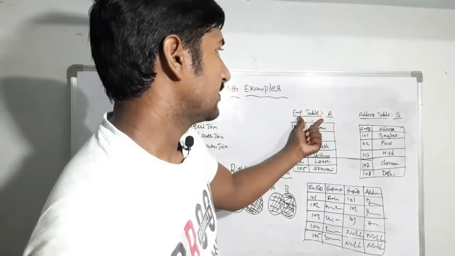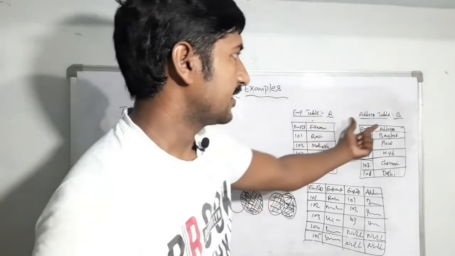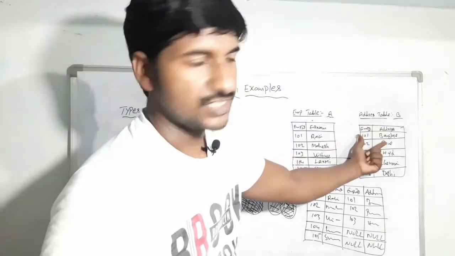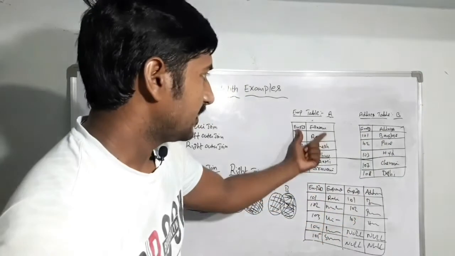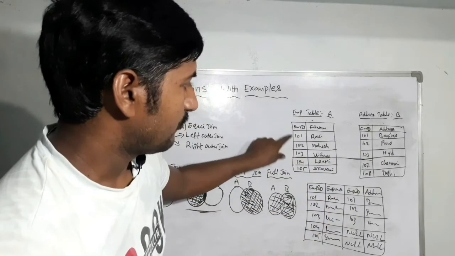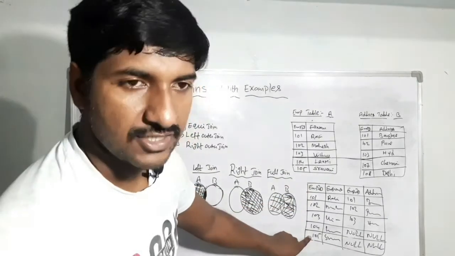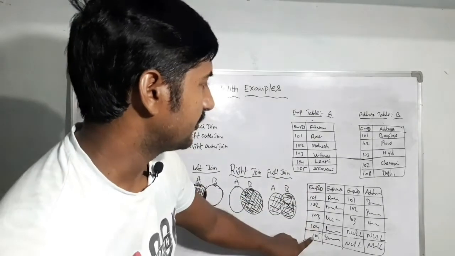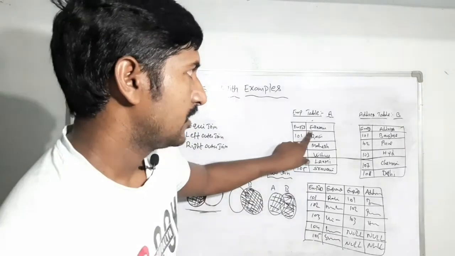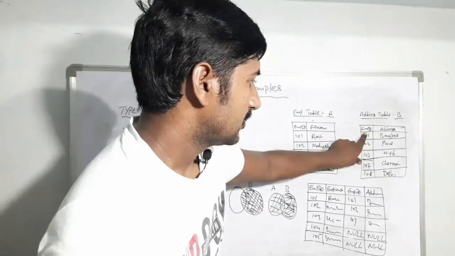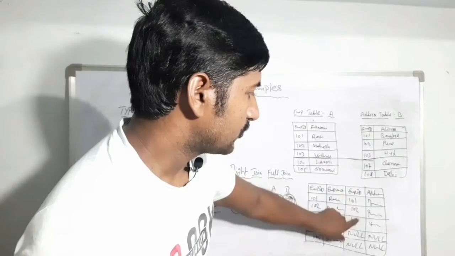So here the employee table is the left table and the address table is the right table. You just assume that. From the left table you have 5 records. All 5 records will be available as an output. See here, all 5 records are there from the left table. From the right table you will get only up to matched records.